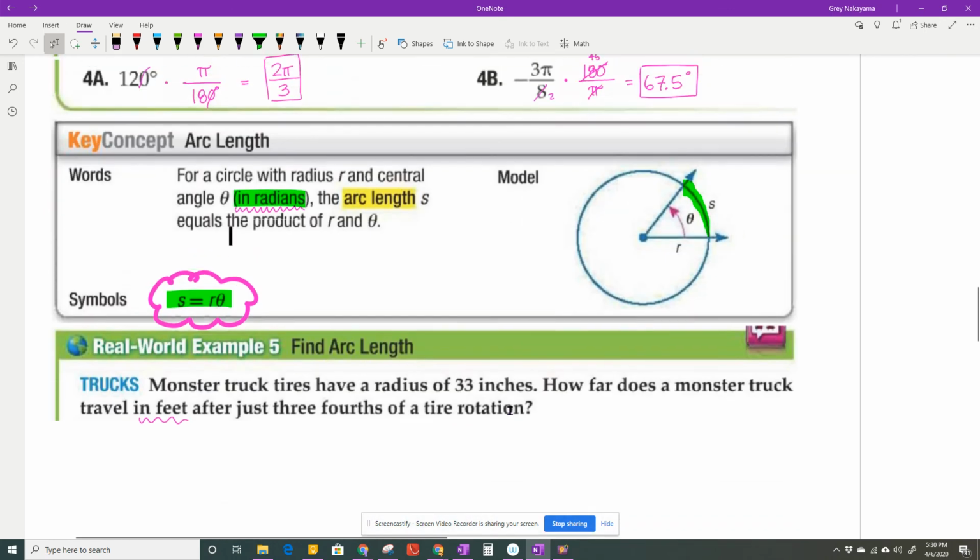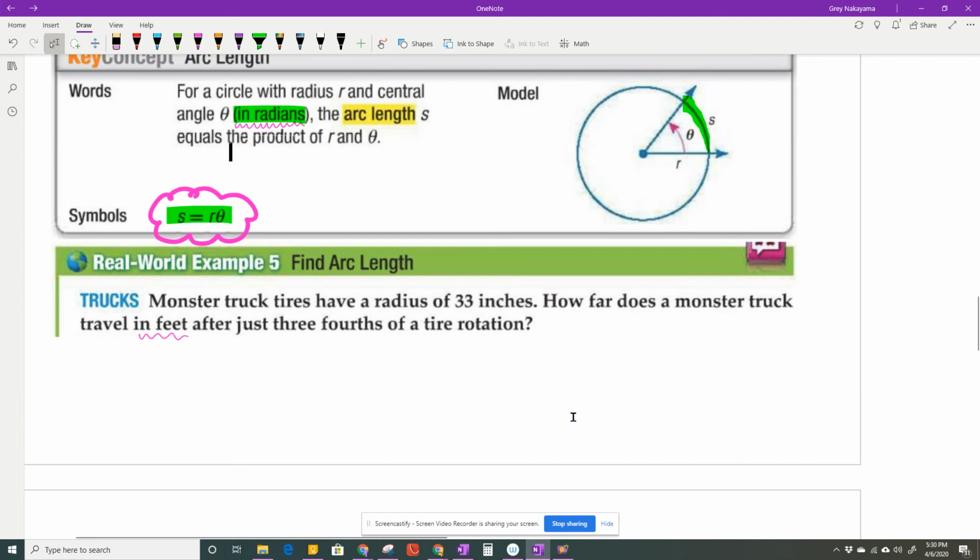So this is the last example that we have. Monster truck tires have a radius of 33 inches. So how far does a monster truck travel in feet after just 3/4 of a tire rotation? So in feet means that 3/4 of a rotation, I'm going 3/4 of a rotation.